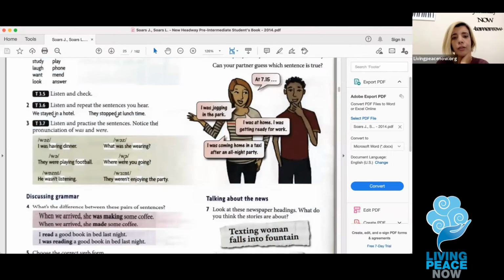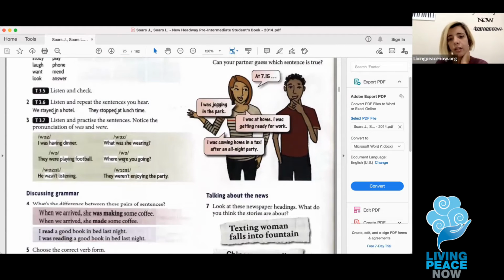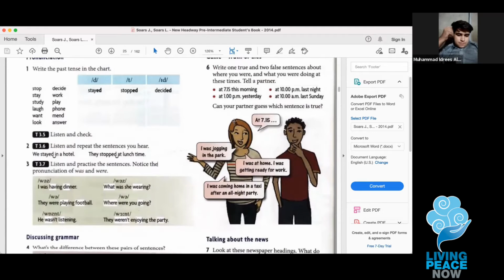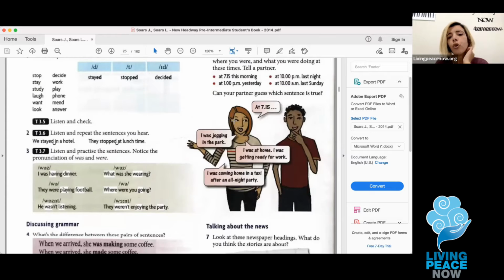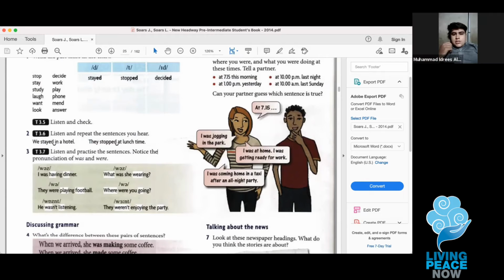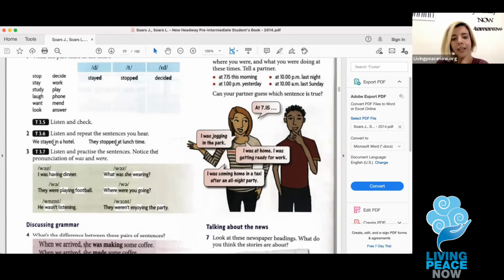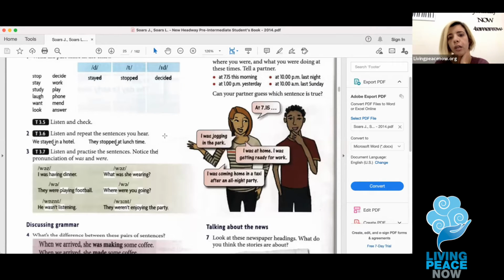This is the lesson for today, and after the past simple we start the past continuous pronunciation. Of course, there is a conversation here. So I was jogging in the park. Which tense is this? I was jogging. Which verb? Which tense? I think it is past continuous tense. Past continuous. What is the verb? Jogging. Yes, plus jogging, ing form.